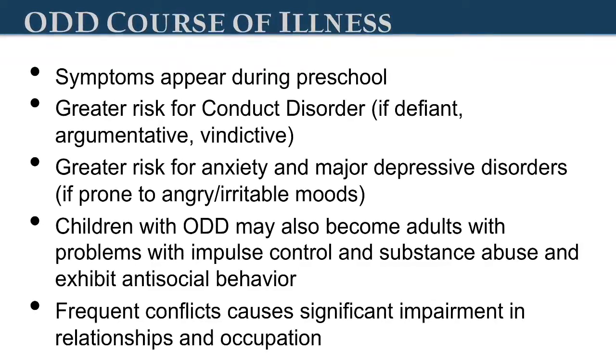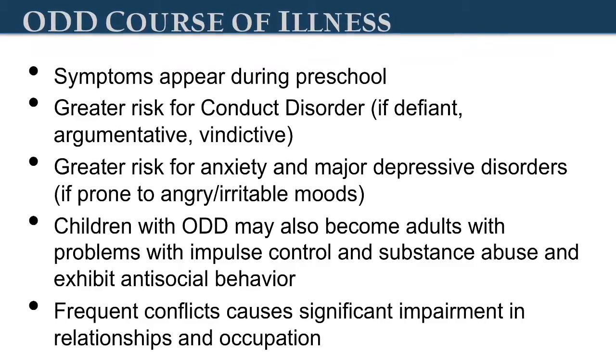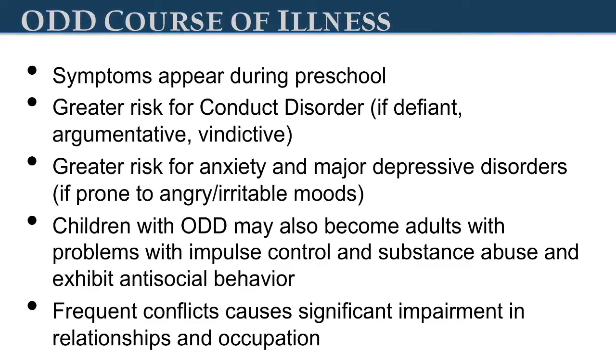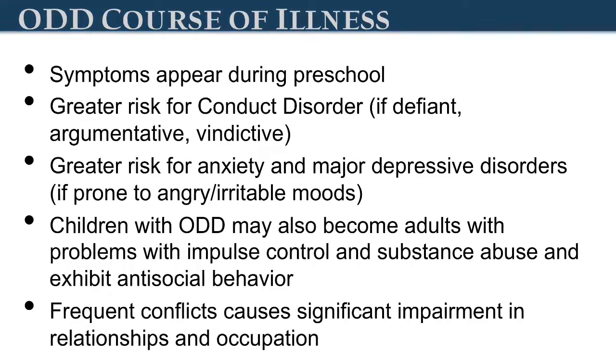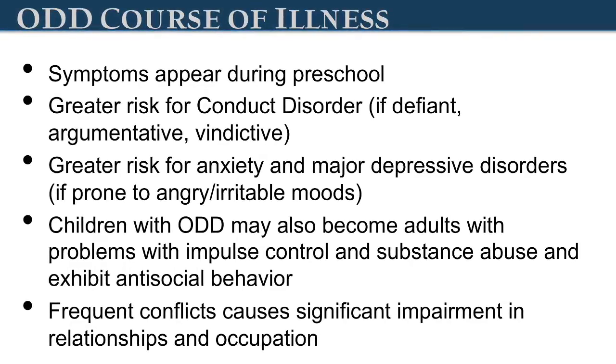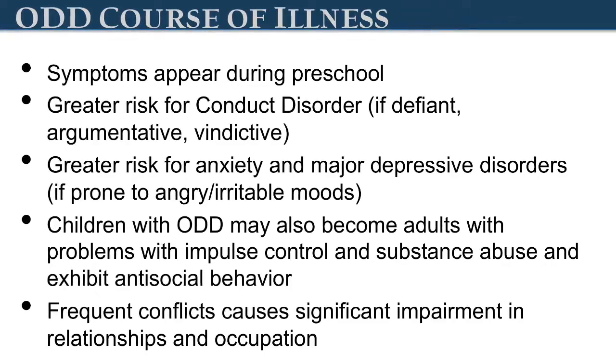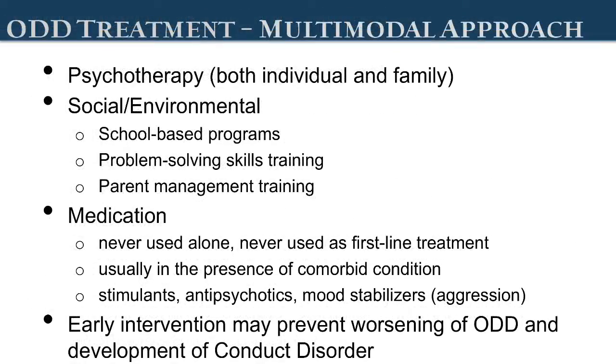ODD also conveys risk for the development of anxiety disorders and major depressive disorders, even in the absence of a conduct disorder. People with ODD are also at an increased risk for a number of other problems and adjustments as adults. The initial treatment of ODD should include psychosocial interventions aimed at changing the maladaptive patterns of interaction between the child and his or her family and environment.